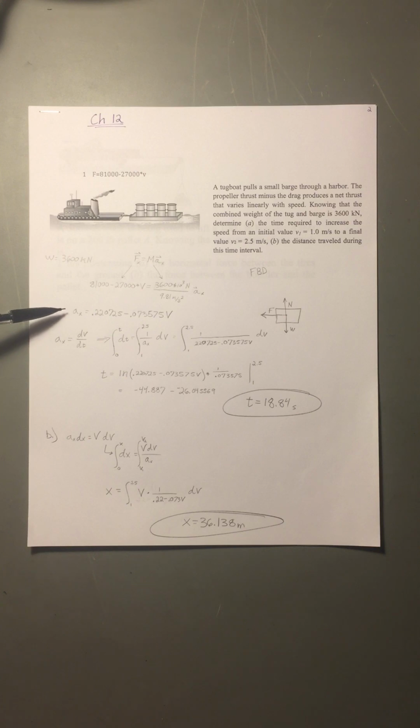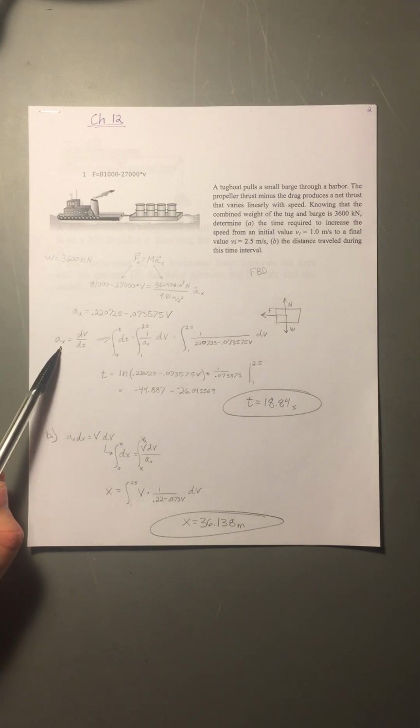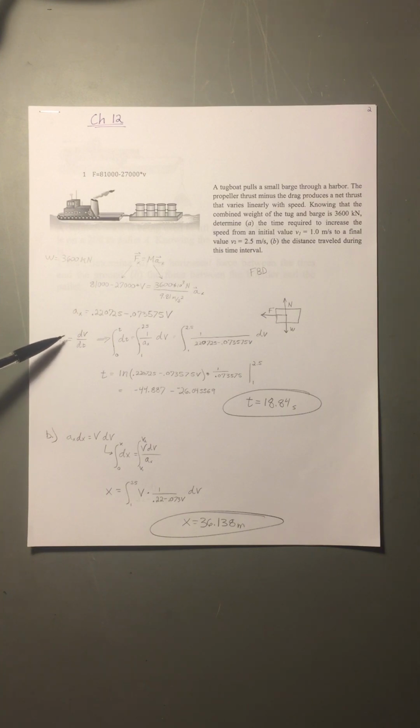decimals. And then once we have that, we use some of the equations we learned from chapter 11 because we want to go from our acceleration to velocity. And so we know that a_x equals dv/dt. And then we rearrange that and we solve for time, because that's what the question wants us to find.